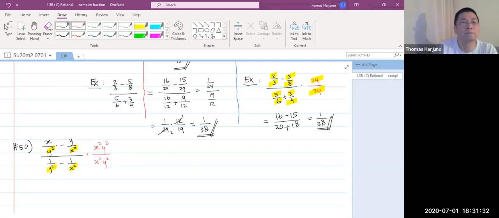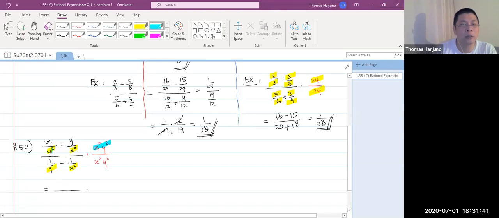Now then, what happened to the top left? On the top left, x squared y squared, cancel y squared, gives me x squared. Then multiply by x. That gives me x cubed. Minus x squared y squared divided by x squared gives me y squared. Multiply by y, gives me y cubed.